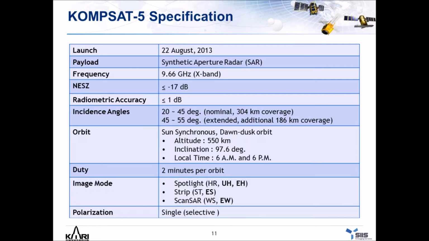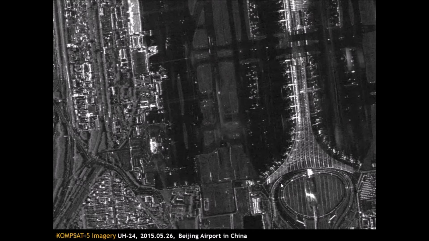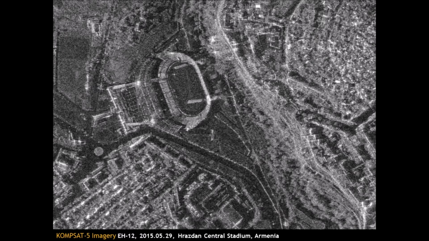So this table shows the specification of Kompsat-5. It is an X-band SAR satellite, and it was launched in 2013. It has three major imaging modes: spotlight, strip, and SAR mode. So this is an image over Beijing airport in UH mode. And this is an image of Armenia Stadium acquired in EH mode.